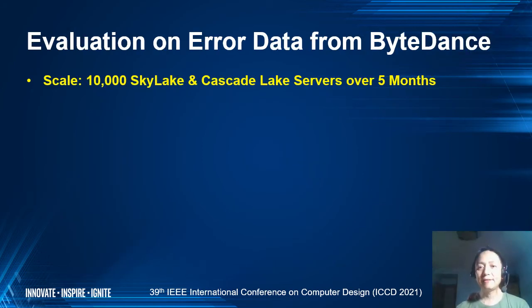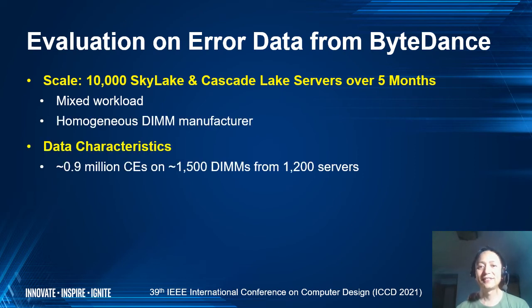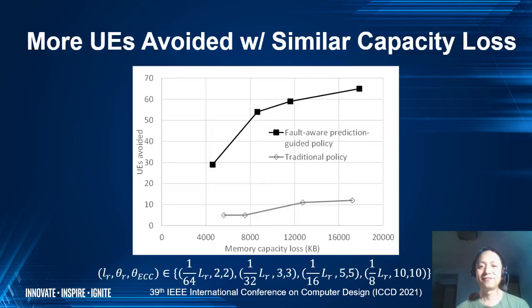We evaluate the new method on error data from ByteDance. The data is collected from around 10,000 Skylake and Cascade Lake servers over 5 months. The servers run mixed workloads and have DIMMs from a homogeneous manufacturer. There are a large number of CEs from more than 1,000 servers. There are close to 200 UEs.